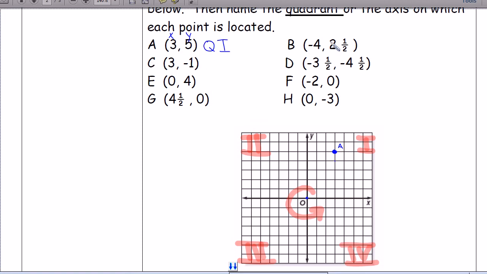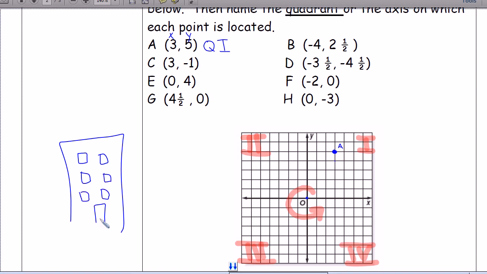So I'm going to put quadrant 1 right beside the point A. Okay, and now if we look at point B, it is -4 and 2 and 1/2. Now the way that I always tell my students to remember which way to move left and which way to move right, always think about an elevator. If you walk into a big old building that has many floors, you're going to have to ride an elevator, right? If you don't want to walk up the stairs. So if you're walking into the building, the first thing you have to do is go find the elevator.